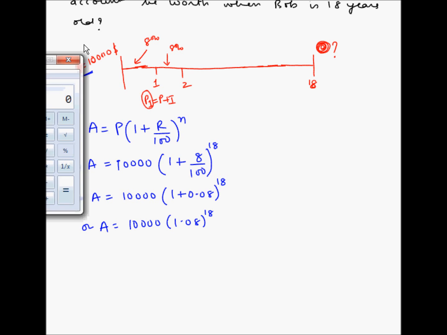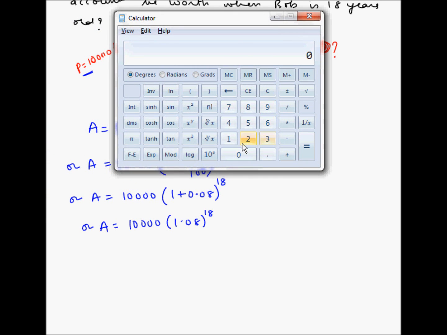So let me pull my calculator here to find the answer. So 1.08 to the power 18 multiplied by 10,000, and this is equal to $39,960. So A is equal to $39,960. So this is the amount they'll get at the end of 18 years when they deposited an amount of $10,000 at a rate of 8% compounded annually.